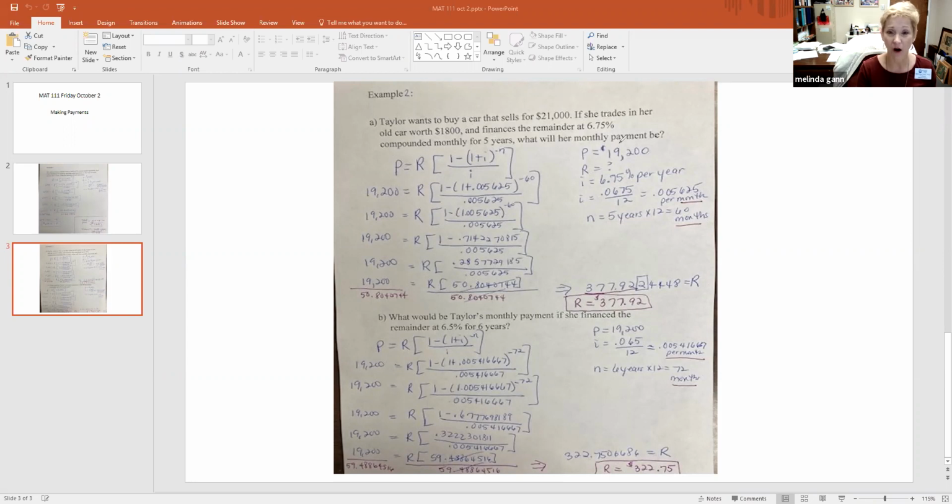I don't know my R. Remember, my R is my payment. Here's my interest rate. It doesn't say, so it must be per year. And I'm going to do it for 5 years. Now, I know that those match. So remember, on simple interest, that would be good enough.